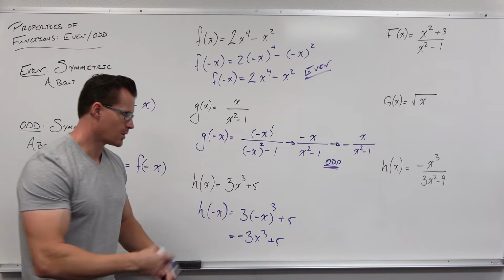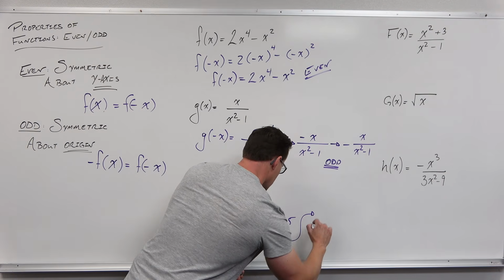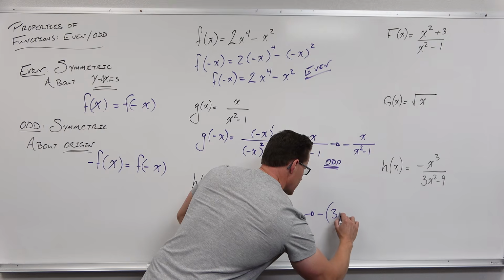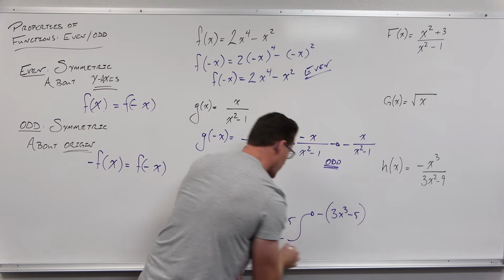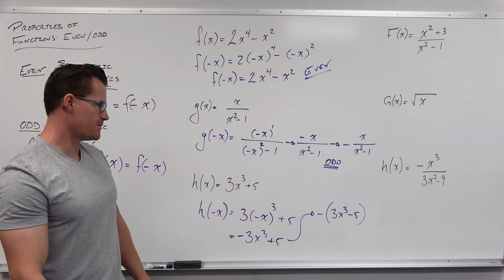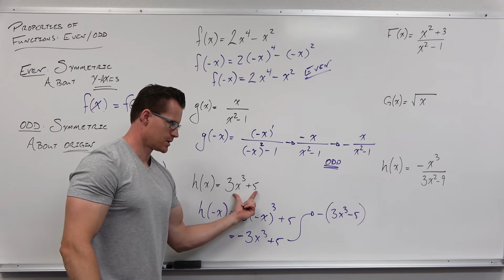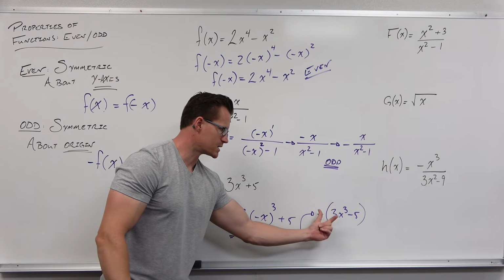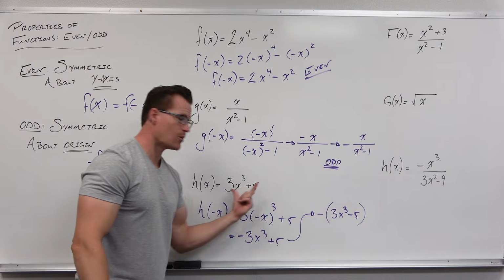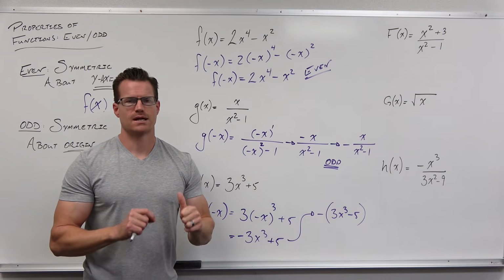So you go, okay, what's the next step? Well, let's factor out a negative. If I factor out a negative, I get 3x cubed minus 5. Watch the minus 5 when you factor that negative out. You go, well, wait a minute. This is not the same thing as I started with. So this is not just opposite outputs. This is not the same output at all. Right there, that's telling you that this is neither.